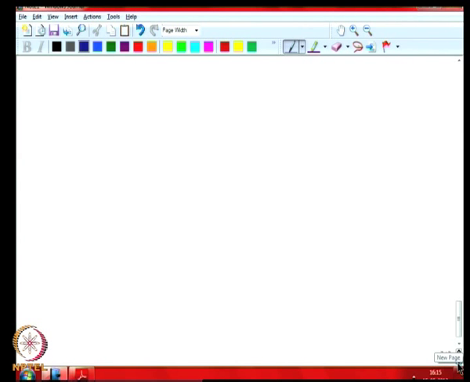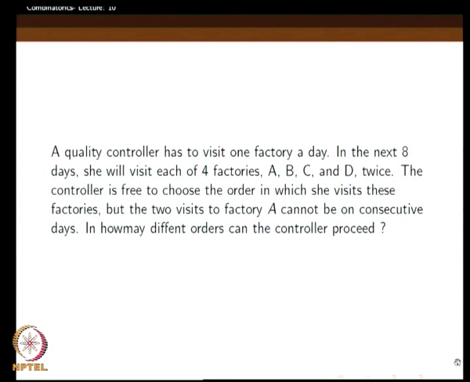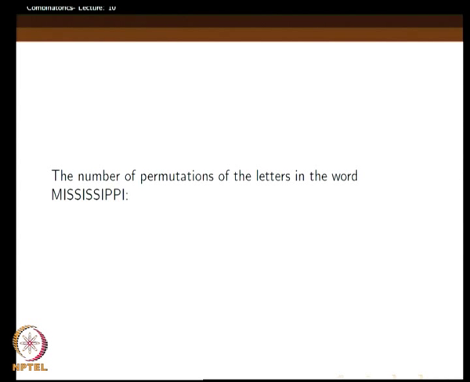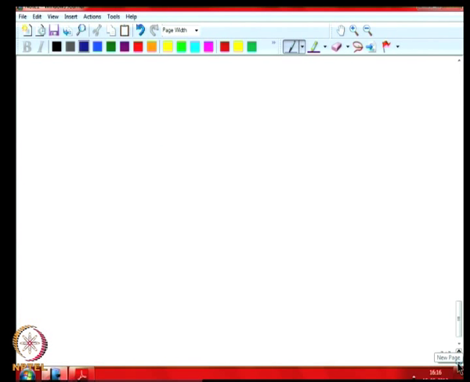Now, we will look at the next example. Yeah, this is a very usual question: the number of permutations of the letters in the word Mississippi. How many ways can you write the letters in the word Mississippi?